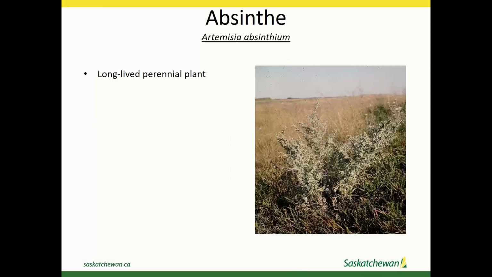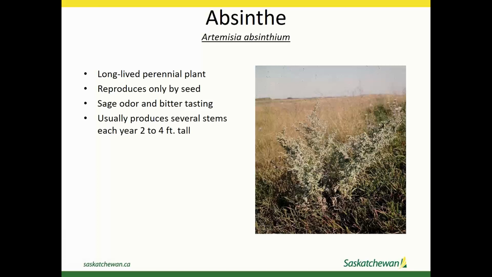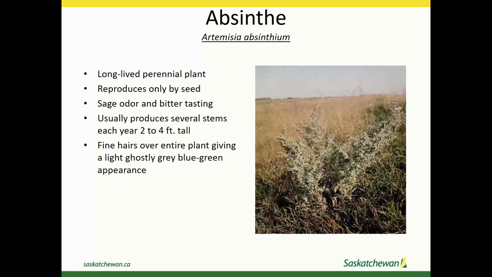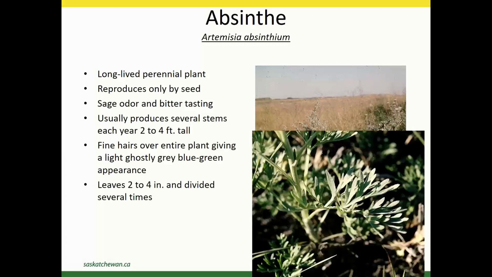Absinthe is a long-lived perennial plant, again with a crown, reproduces only by seed. It has a strong sagey odor and a bitter taste. Usually produces several stems, so anywhere from 4 to 10 stems that are 2 to 4 feet tall each year. It has fine hairs over the entire plant that gives it that ghostly gray blue-green color in appearance, and paler than most of the other ones that we've talked about so far. So it gets very, very gray and almost a white color.